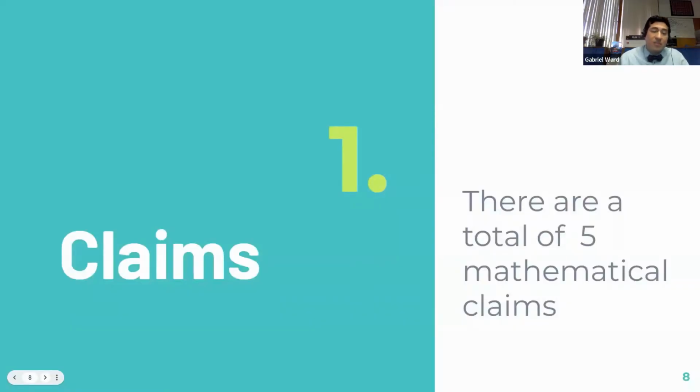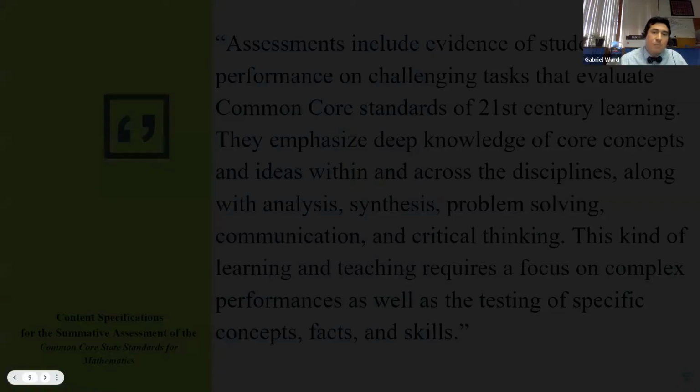So claims. We want to make sure we understand that there are 5 claims when we talk about SBAC. It doesn't matter whether you're talking about language arts or, in our case, math, there are still 5 claims that you're looking at. You have the overarching claim, and then you have 4 claims that are specific to the actual content. So let's go ahead and dig into those.